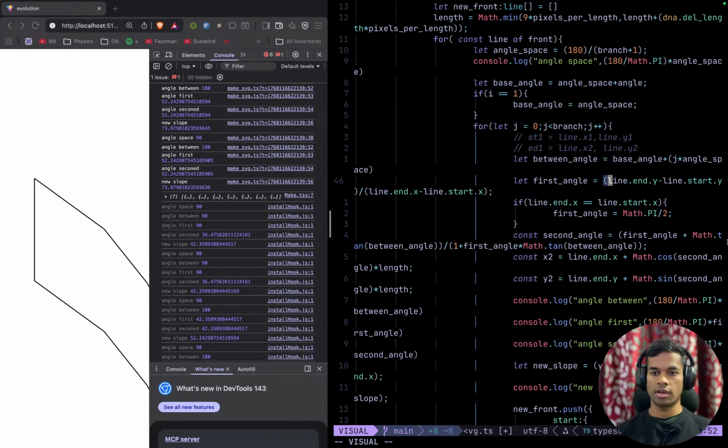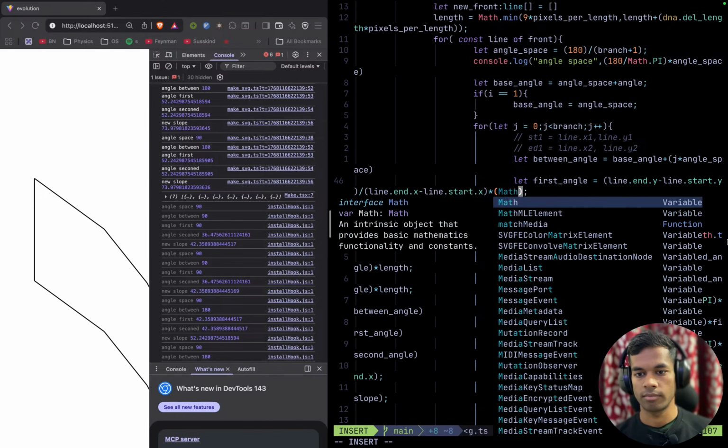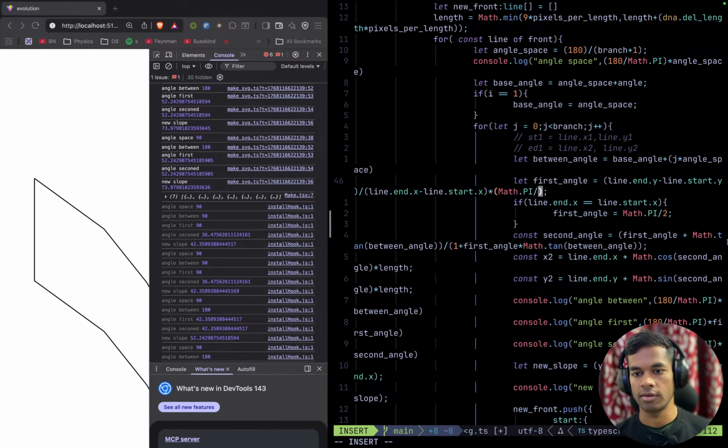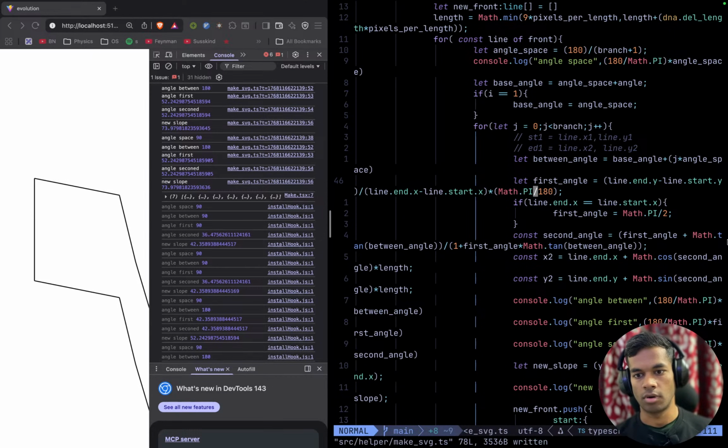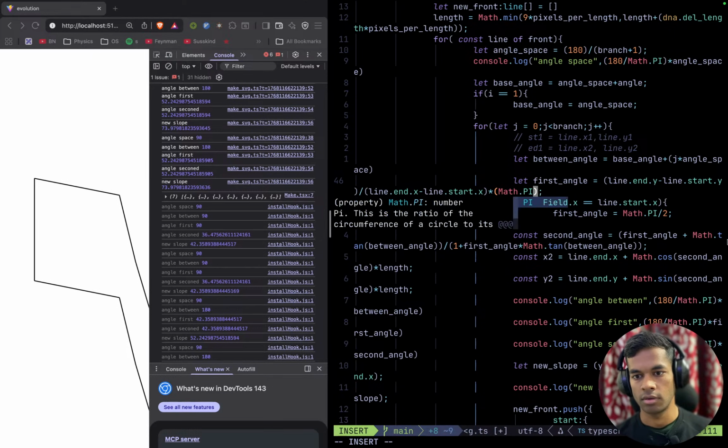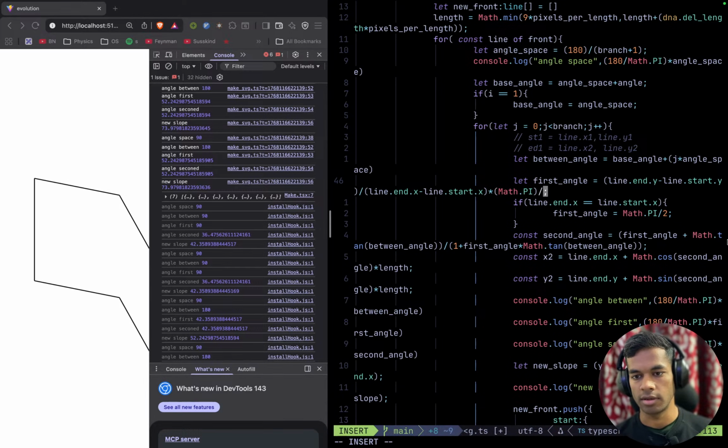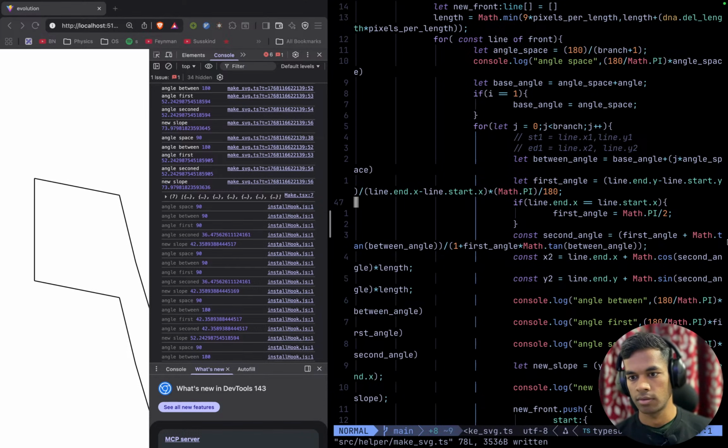And yes, this first angle comes out not in degrees but in radians. So we will multiply this by pi and divide by 180. Multiply by math dot pi divided by 180, or better still, first multiply and then divide by 180. And in this case it should be 90.